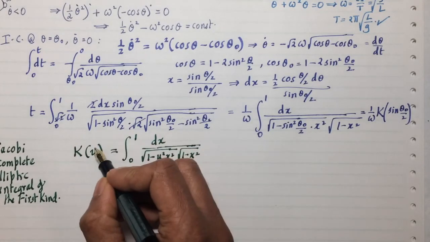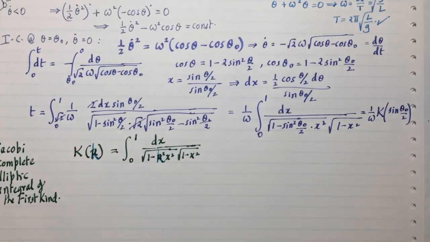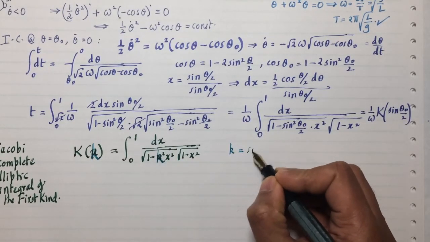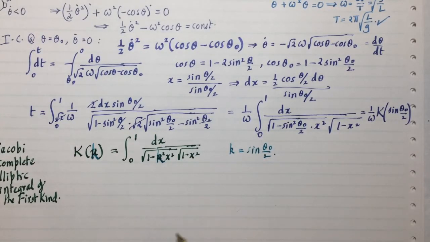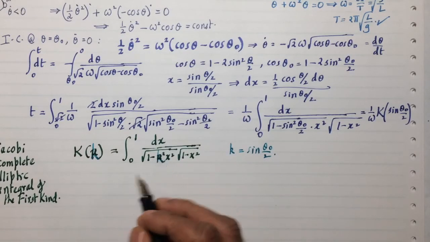This is the elliptic modulus, sometimes called k, so let me use little k instead of u. So that's the elliptic modulus k. In our case, k is equal to sine theta naught over 2. So what I'm going to do is assume that k is really small. If k is really small, I can expand this as a Taylor series.